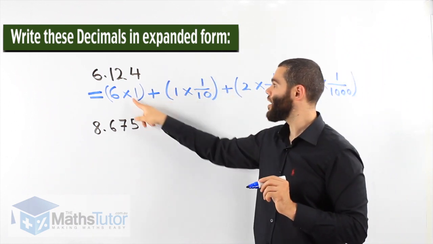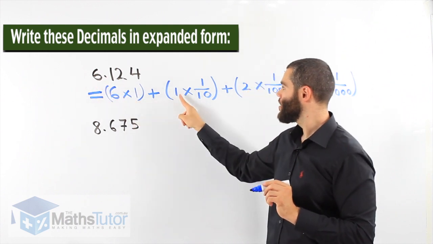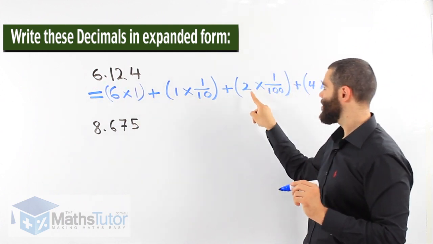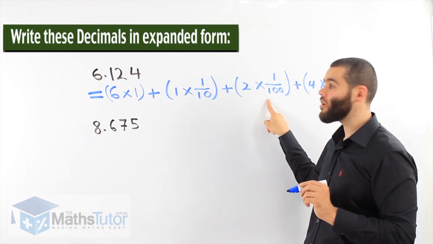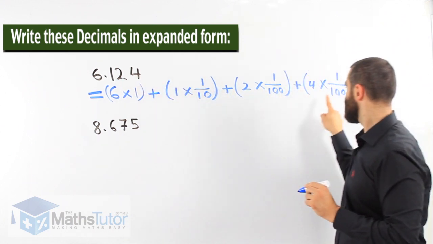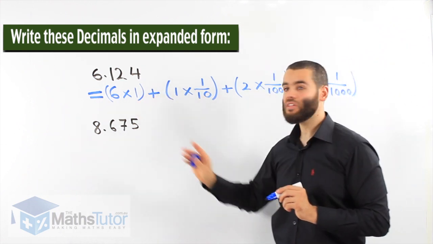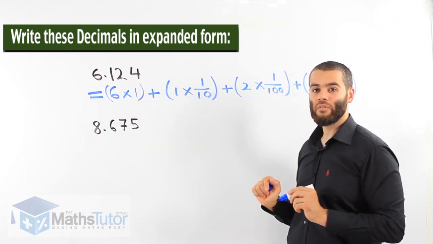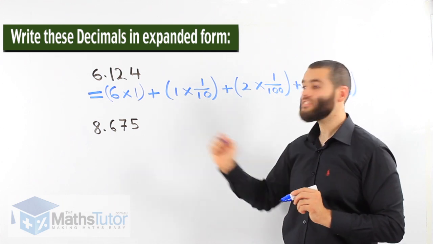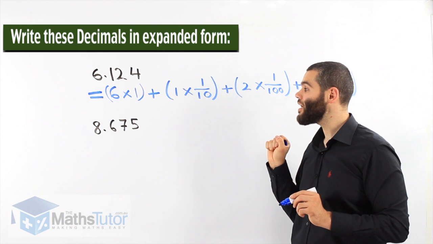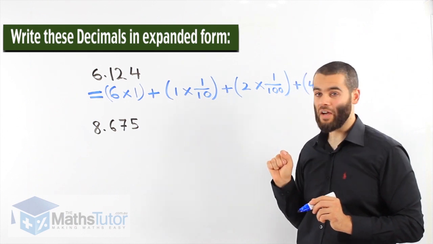So 6 times 1 is in the ones column. The 1 in this case is in the 10th column. And then we have the 2 is in the 100th column. And the 4 is in the 1000th column. So here we have now written this decimal in expanded form. Very easy, very straightforward. Let's look at another example. See if you can do this one yourself before I start. And see if you can get it right.